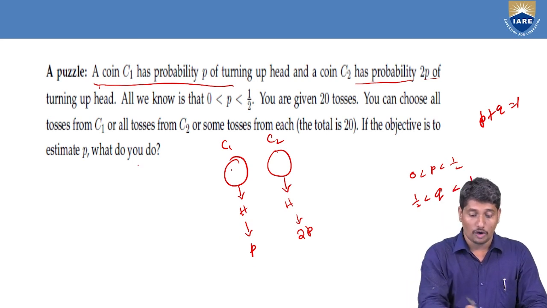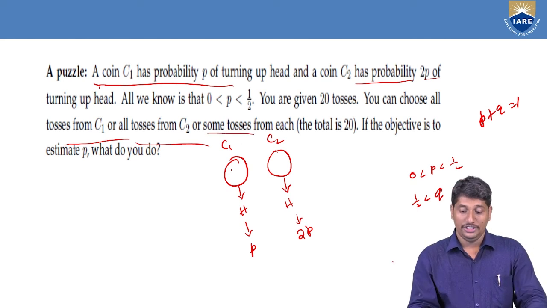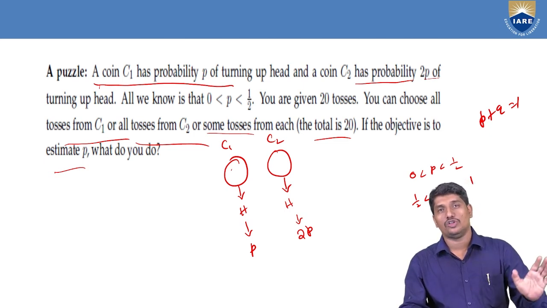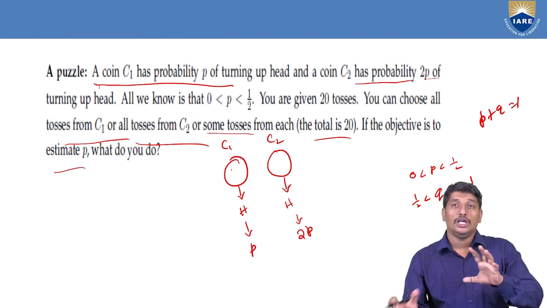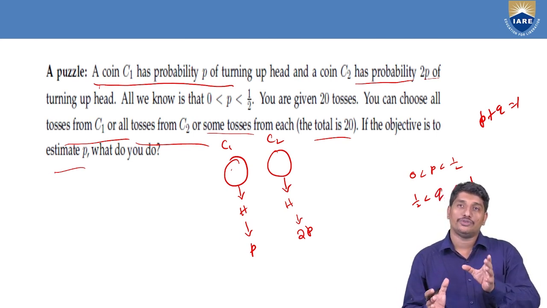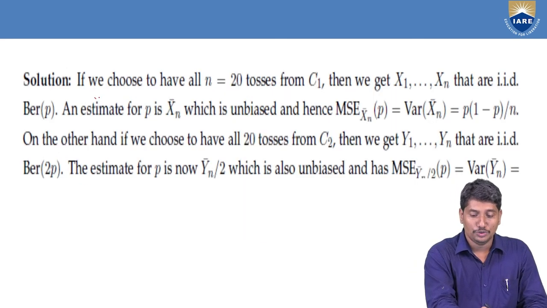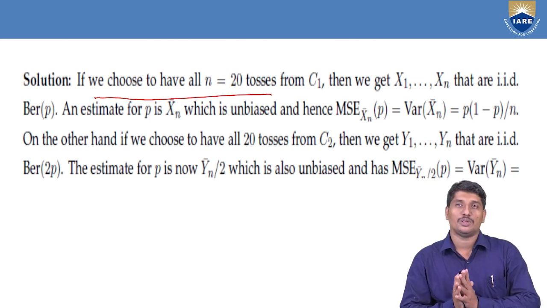Now you can choose all tosses from C1, or all tosses from C2, or some tosses of each combination, total 20 tosses. If your objective is to estimate capital P, what choice will you prefer? Whether you consider all tosses from C1, or all tosses from C2, or you combine the tosses from C1 and C2. What is your selection?